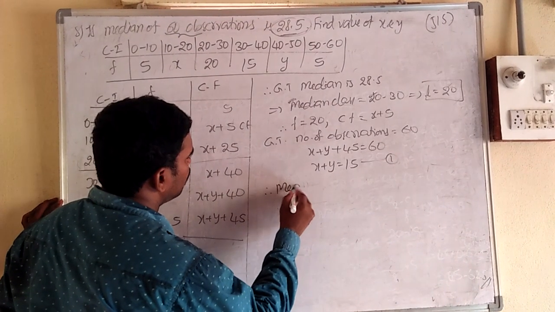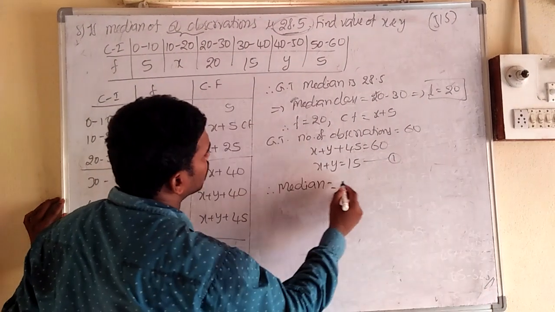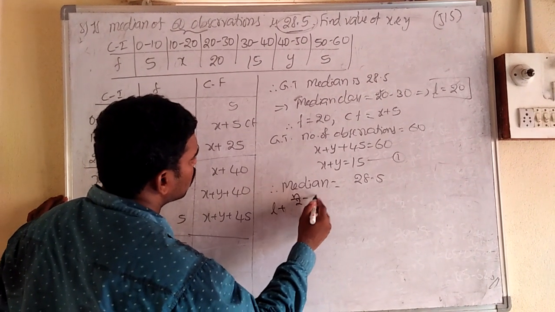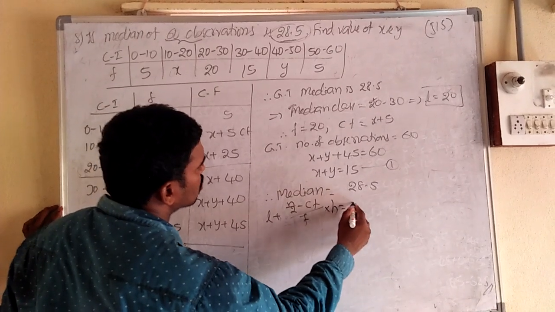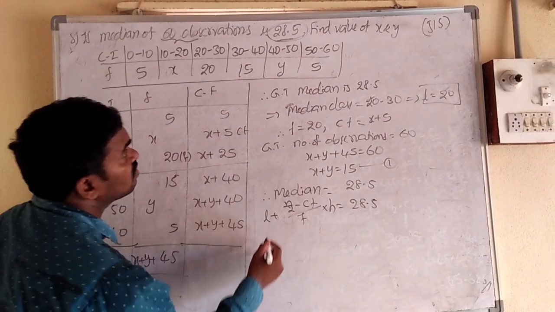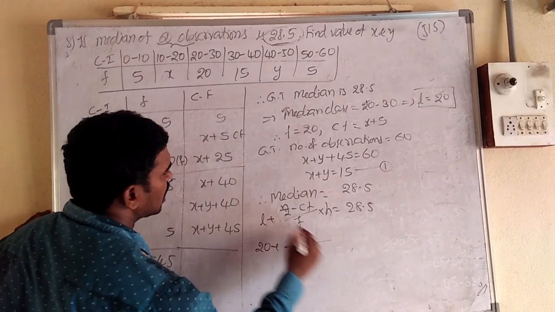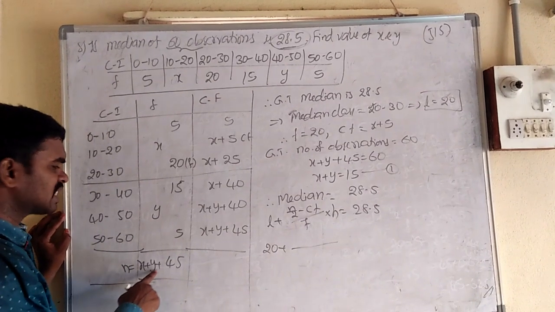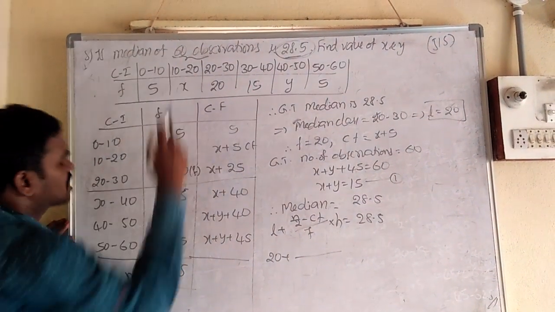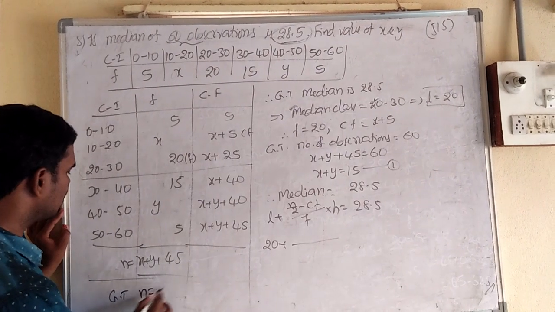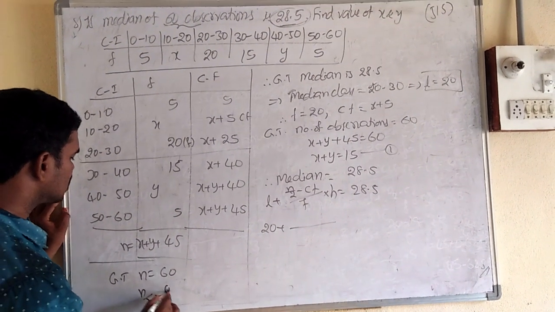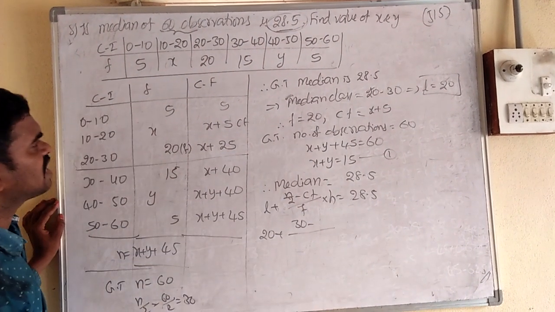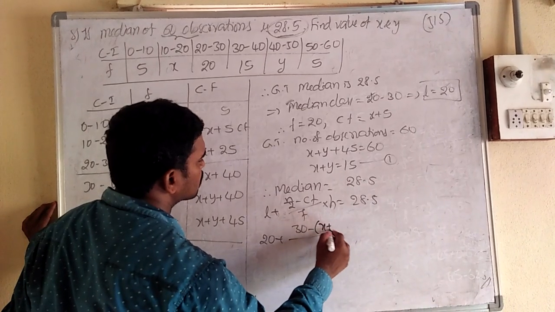Now using the formula, the median is given as 28.5, and I am writing the median formula down: L plus (n by 2 minus CF) by F into H is equal to 28.5. What is the L value? 20 plus n by 2. Here n means x plus y plus 45, or we can say n equals 60. So n by 2 equals 60 by 2 equals 30. So it is better to write 30 minus CF. What is CF? Minus of x plus 5.